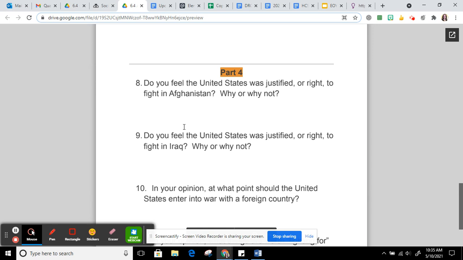Number 8, do you feel the United States was justified or right? Justified means right to fight in Afghanistan. Why or why not? Don't forget to explain why or why not. Number 9, do you feel the United States was justified or right to fight in Iraq? Why or why not? So don't forget to answer the why or why not part for numbers 8 and 9.